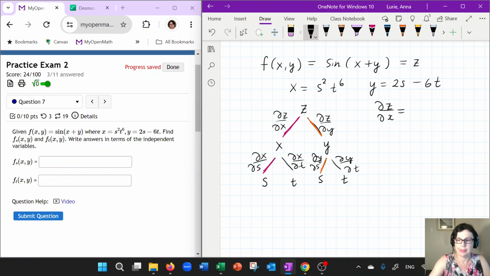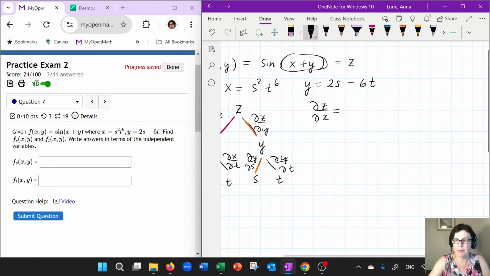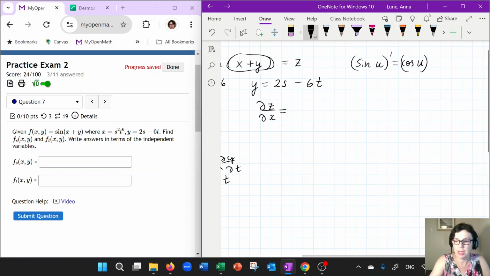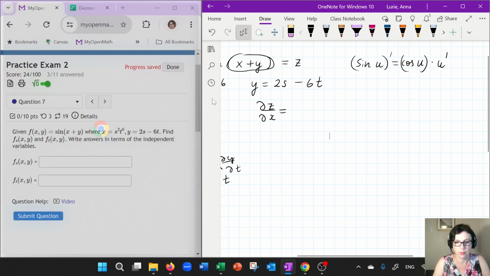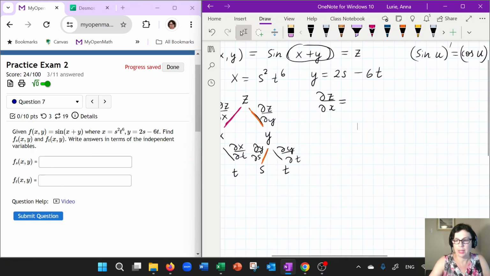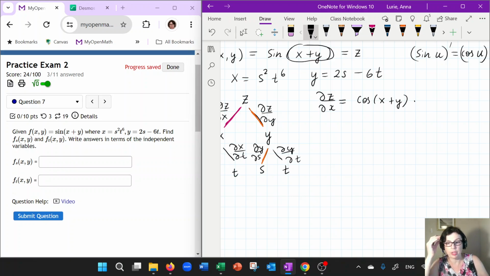So we've got sine of something. Now you should know that the derivative of sine of something is cosine of the same something, by regular chain rule, multiplied by the derivative of the something. So that is the chain rule. That's the way that works. So let's take a look. The derivative of sine of x plus y is going to be cosine of x plus y. So that's not going to change. Multiplied by the derivative of x plus y with respect to x.